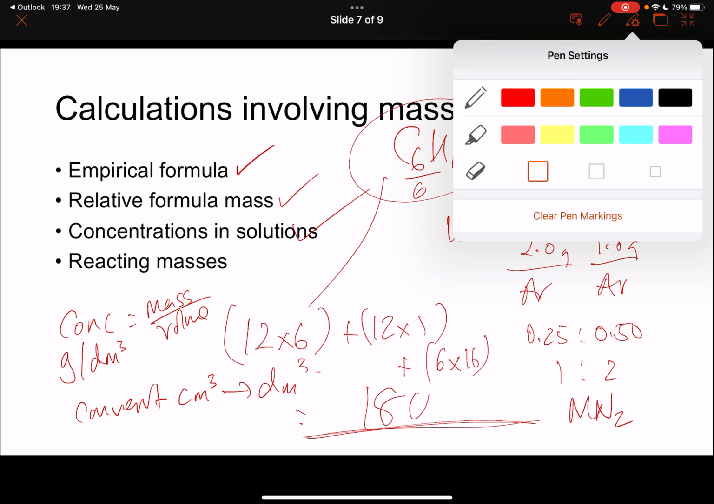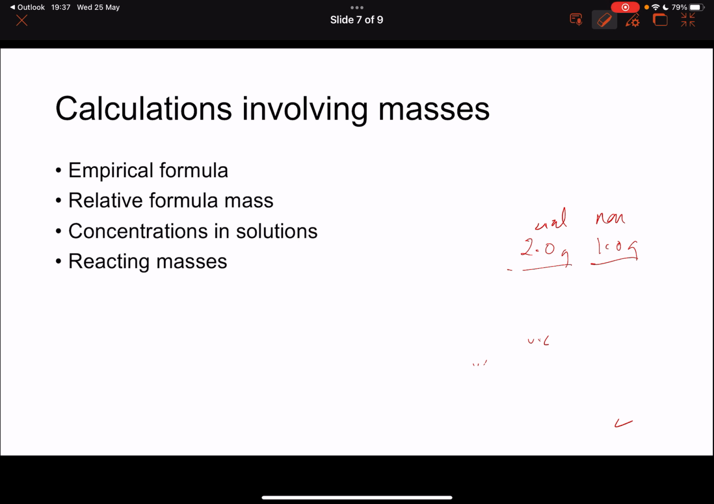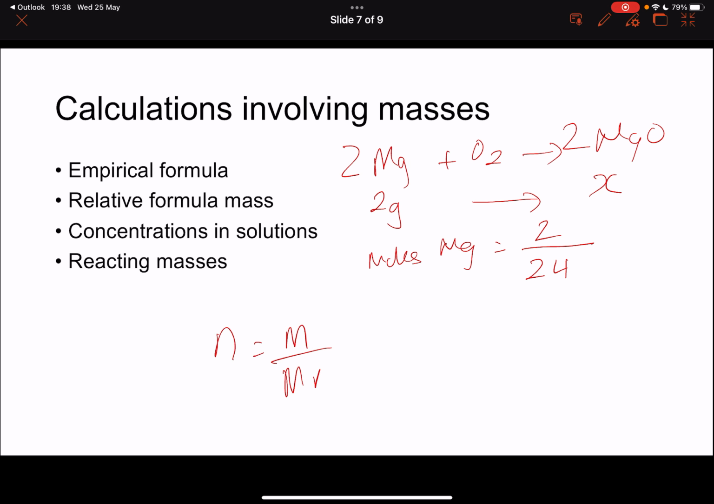topic. So what I would advise you is, when you are working out reacting masses, and I'm going to give you a quick example of that, let's say magnesium reacts with oxygen to form magnesium oxide. Balance the equation. So if the question says how much magnesium oxide is produced from 2 grams of magnesium, what we will do is work out the moles of magnesium, which is mass over Mr. So remember, moles is mass over Mr.